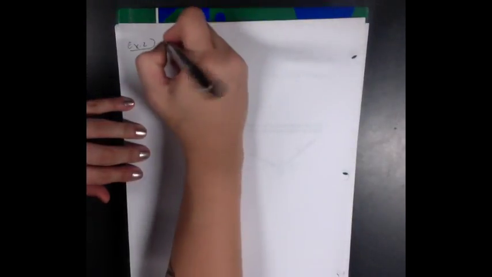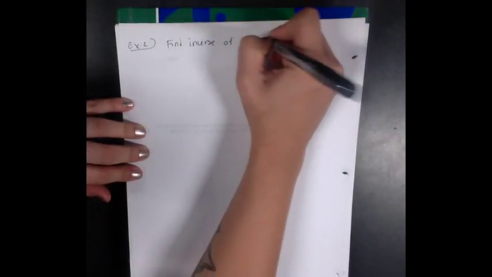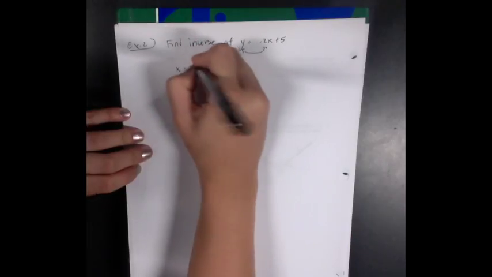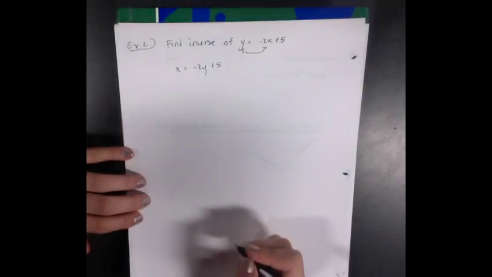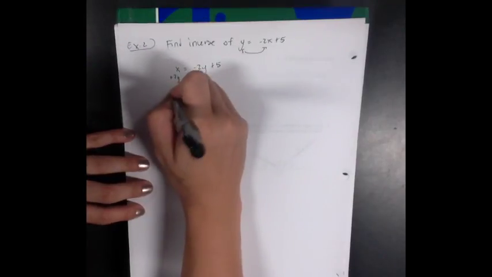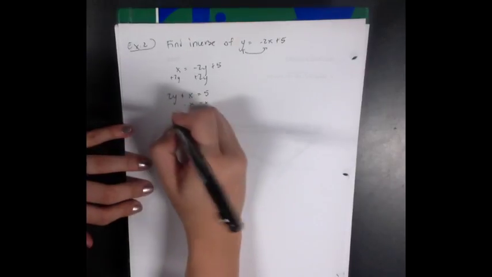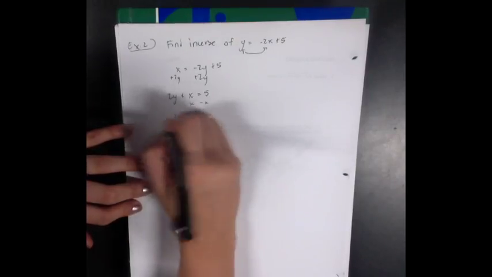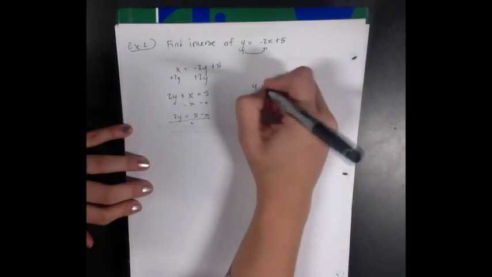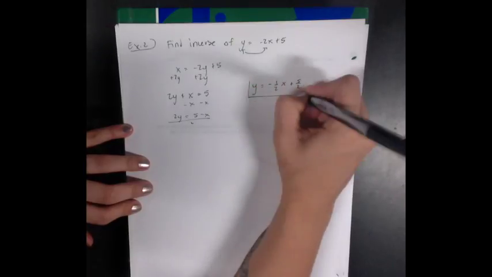Example 2. Find the inverse of y is -2x plus 5. So again, we swap our x and our y. So we get x is -2y plus 5. And I'm going to solve this for y. So I'm going to add 2y. So I get 2y plus x equals 5. Subtract x. So 2y is 5 minus x. And divide everything by 2. Giving me that y is -1/2 x plus 5/2.